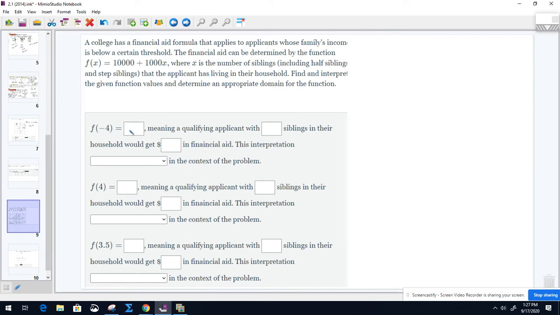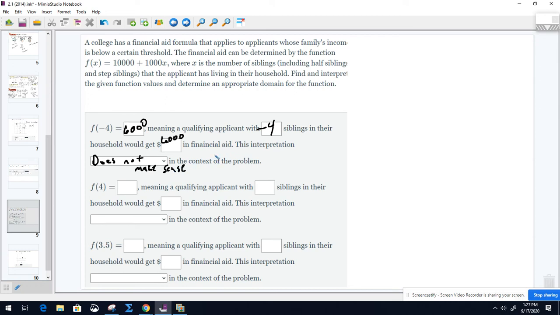So if I plug in -4, all they're doing is asking you to plug in -4. This would be 10,000 plus -4,000, which would be 6,000. Okay, so I would be putting here a 6,000, meaning a qualifying applicant with -4 siblings would get $6,000 in financial aid. And then this says, this interpretation makes sense or doesn't make sense. Is it possible for you to have -4 siblings? So you would say does not make sense. Can't have -4 siblings.